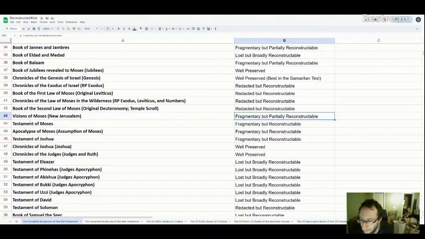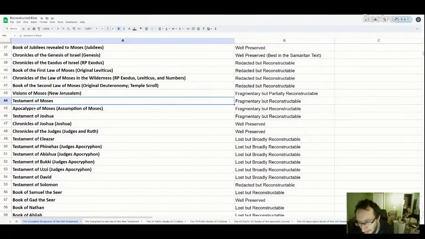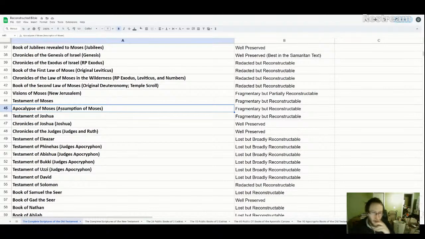Then we have two texts, one called the Testament of Moses, and another called the Assumption of Moses. I call it the Apocalypse of Moses, or the Revelation of Moses. And we have references to these books by church fathers, quotes from the Assumption of Moses, and we have lists saying how long these books were.